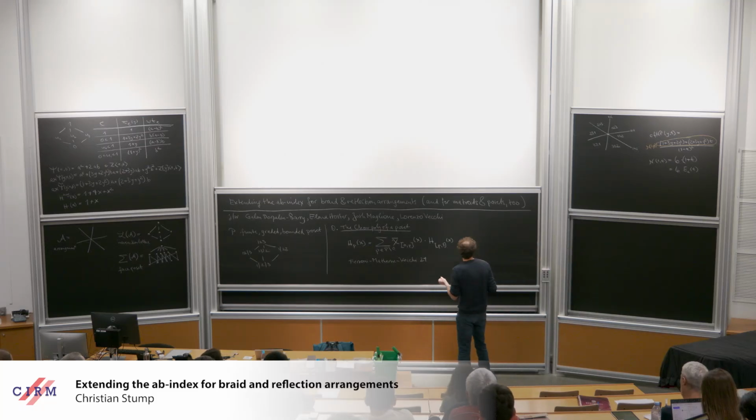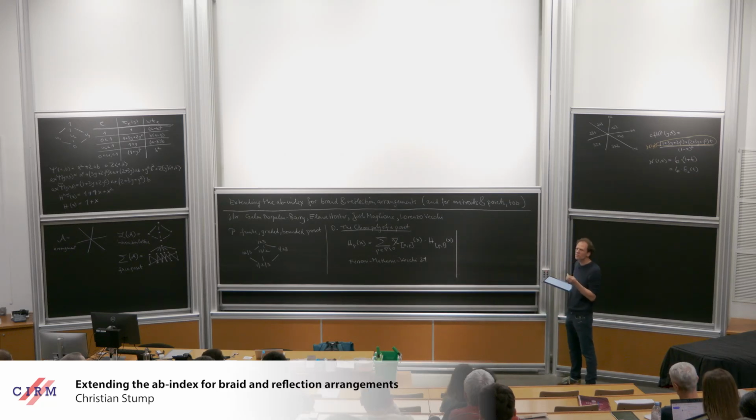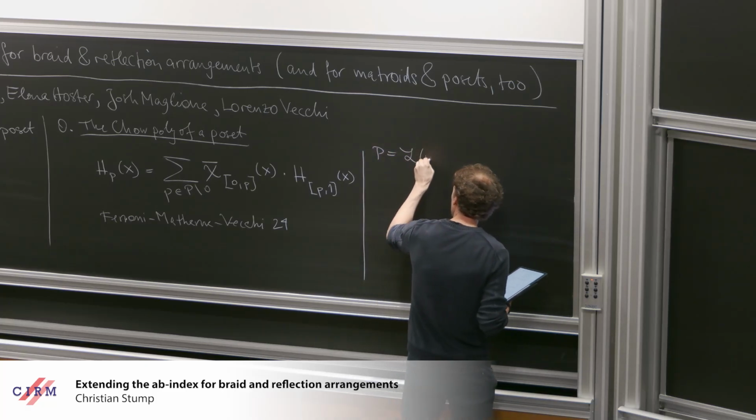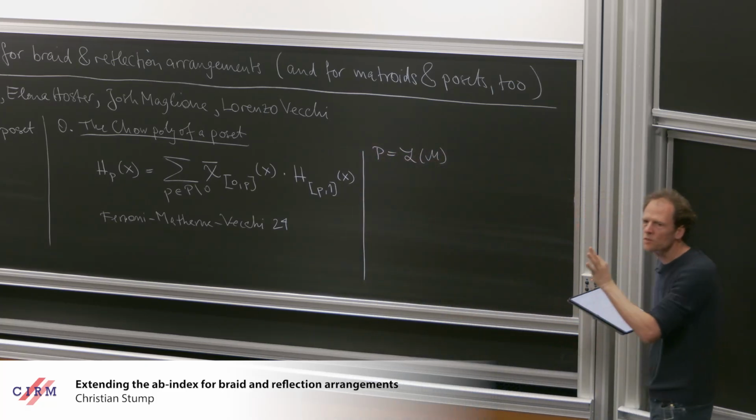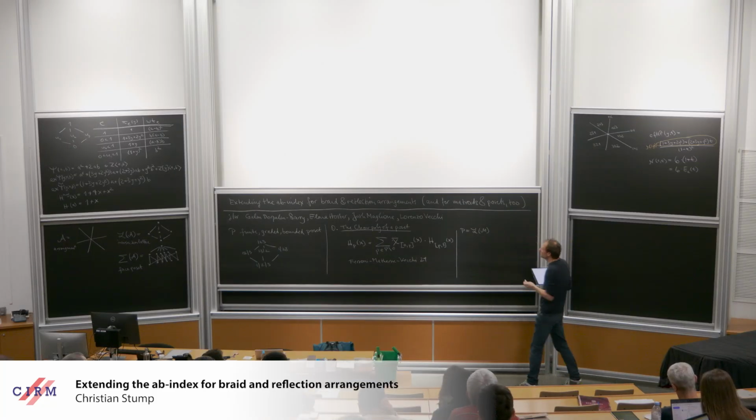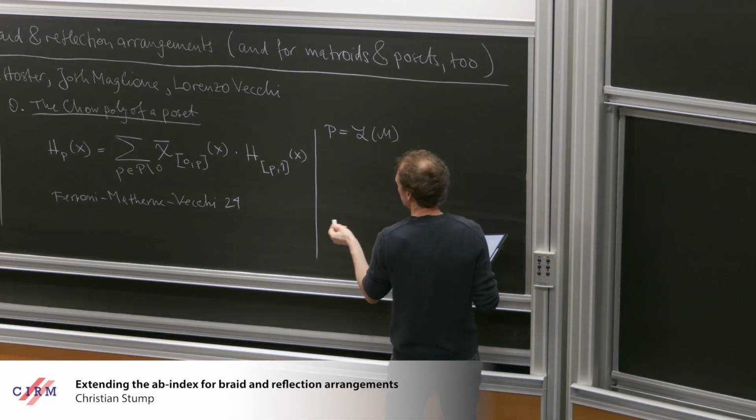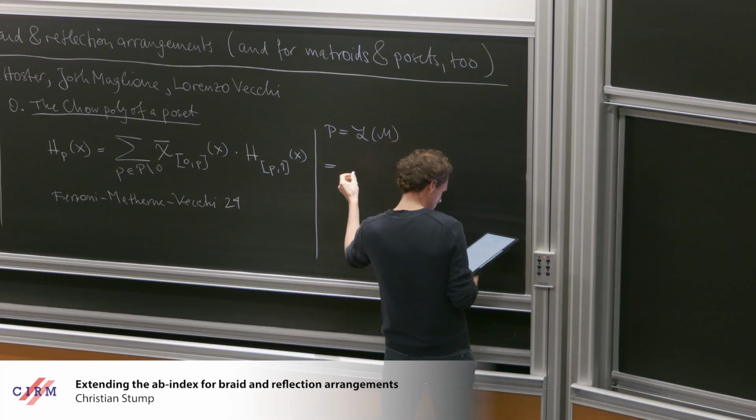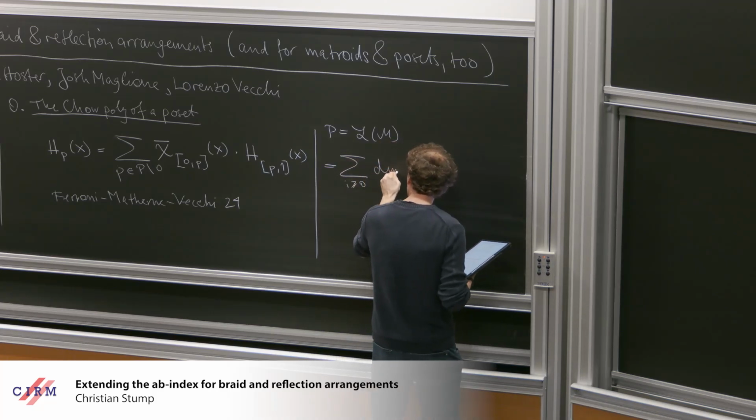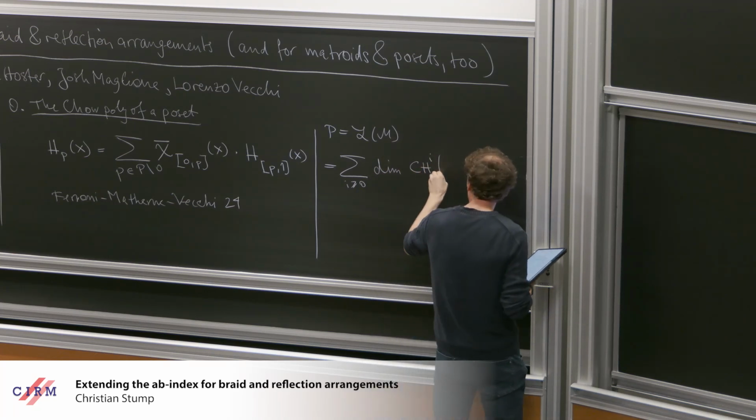Maybe some more words about it. If the poset P happens to be the lattice of flats of a matroid, which is exactly the class of geometric lattices, and if you don't know what that is, it doesn't really matter because we're not going to talk about them in much detail later on, then this object is actually equal to the Hilbert series of the so-called Chow ring of the matroid.